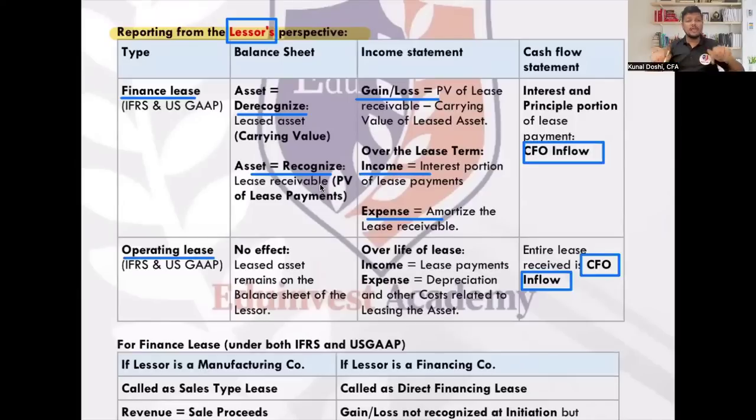In operating lease, will the asset go away from the lessor's balance sheet? No. So there is no effect on the balance sheet. And whatever lease payments the lessor is going to get are considered as income. And in the expenses, all the money required to manage the asset, the most important being depreciation. Who bears the depreciation? Lessor. Lessor is the owner of the asset. So depreciation and all other expenses will be borne by the lessor under operating lease, because the owner of the asset is still the lessor. Clear?